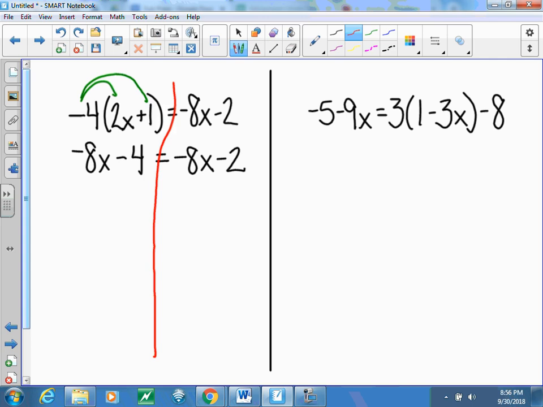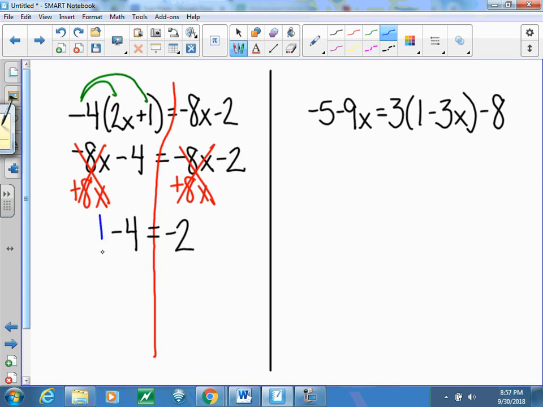If I try to put these x's together, let's say I want to bring them over to the left-hand side. To get rid of the negative 8x on the right, I would have to add 8x. So I'm going to do the same thing on the left side as well. Negative 8x plus 8x goes to 0. Notice it's happening on the right as well. So I'm left with negative 4 is equal to negative 2.